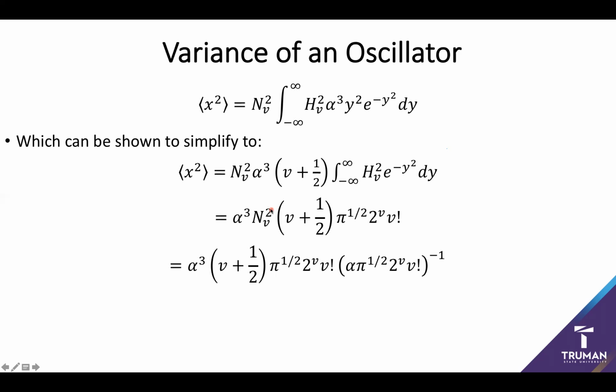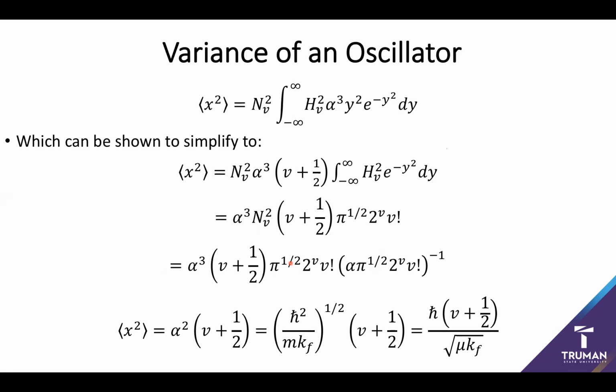So we're going to start to see a lot of terms cancel out when I put in my normalization constant. One of the alpha terms is going to drop out. The 2^v and the v factorial also drop out, as well as the root pi. So we're left with an actually rather simpler expression for the variance. So this is just going to be alpha squared times the vibrational quantum number plus 1/2. All right, that doesn't look too bad.